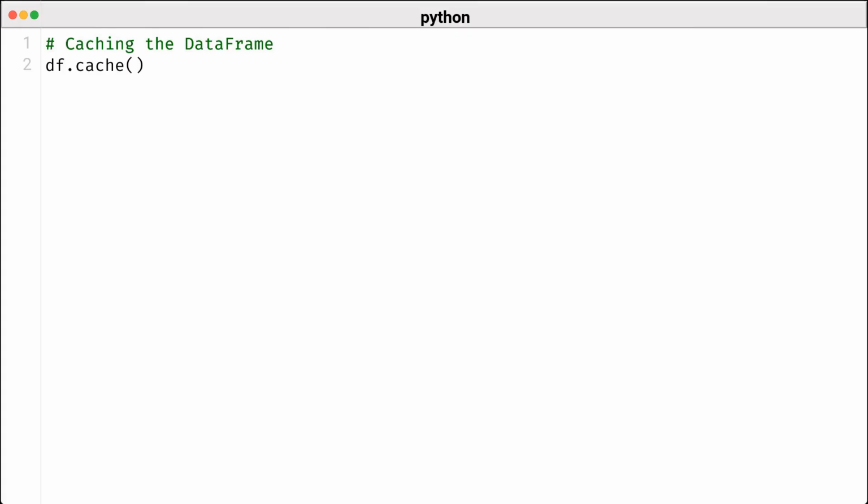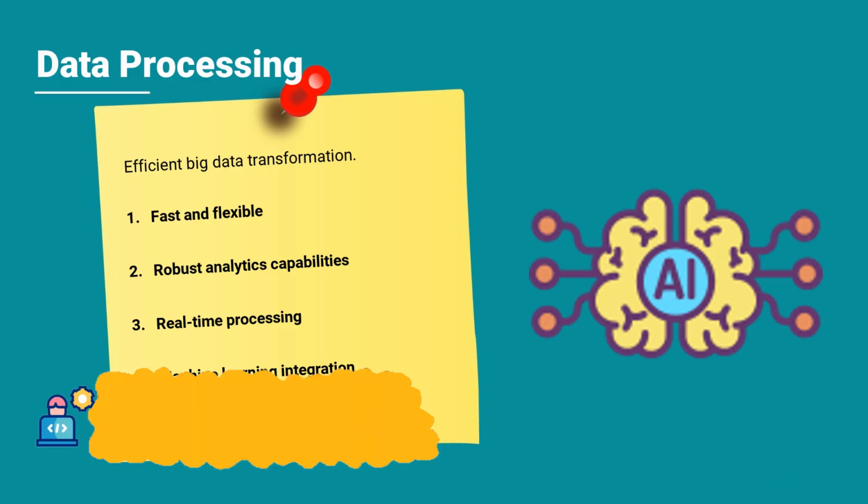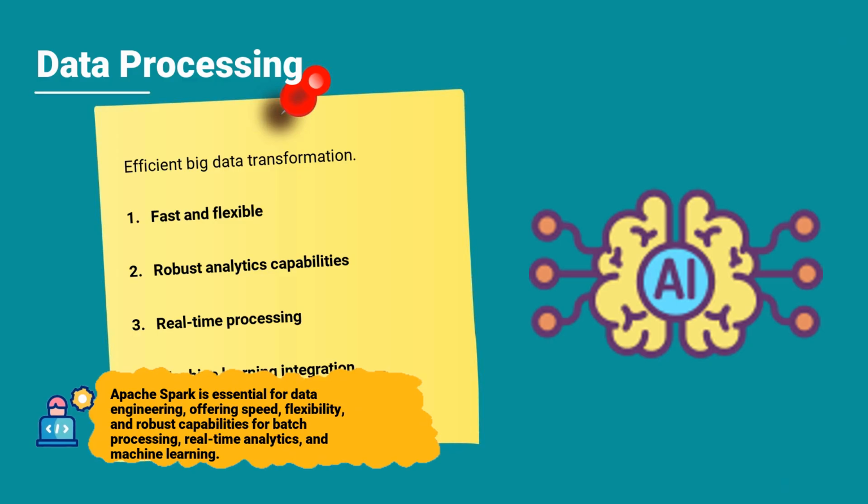In summary, Apache Spark has completely transformed how we handle big data processing. Its incredible speed, flexibility, and robust processing capabilities really make it a go-to framework in any data engineering toolkit. Whether you're tackling batch processing, diving into real-time analytics, or venturing into machine learning, Spark offers a powerful solution that really stands out.